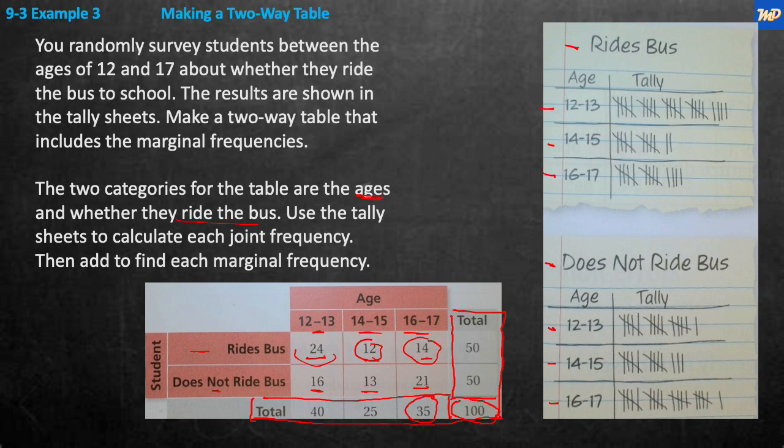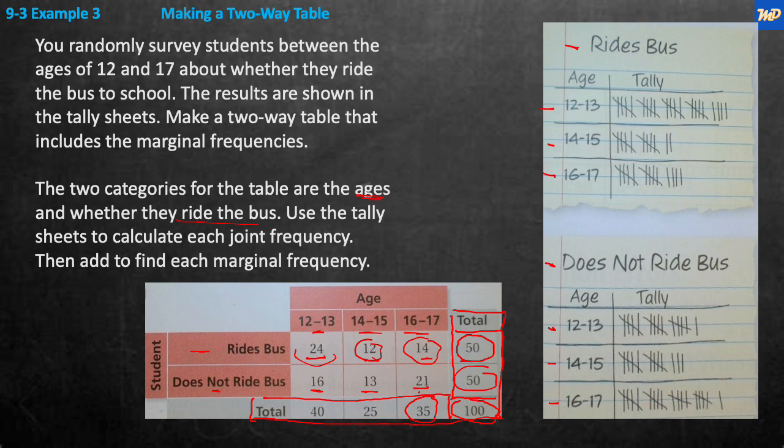So 25 and 35 is 60 and 40 is 100. And then if you look at riding the bus, what's the marginal frequencies for kids that ride the bus? So students riding the bus, you have 24 plus 12 plus 14. That equals 50 students ride the bus of any group. It doesn't matter whatever their age was, they ride the bus. And how many do not ride the bus? Well, 16 plus 13 plus 21 is 50. So you add them and they both add up to 100 students. So you know your addition is correct. You got the same number.